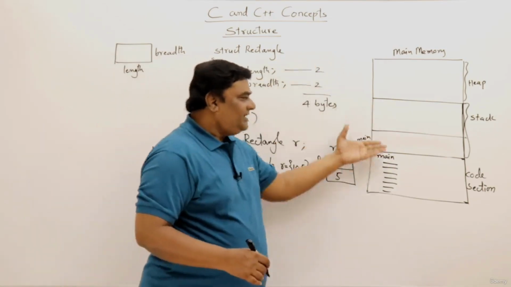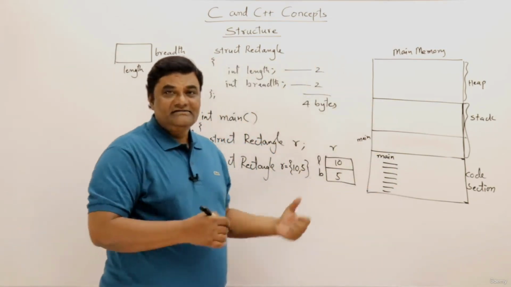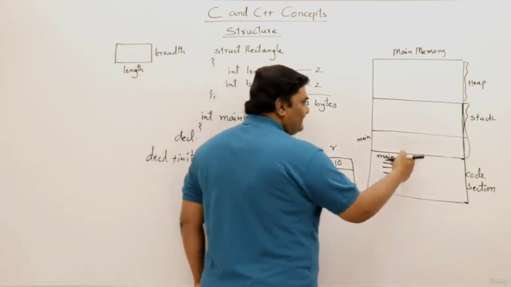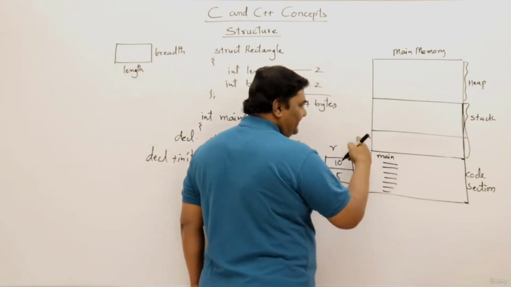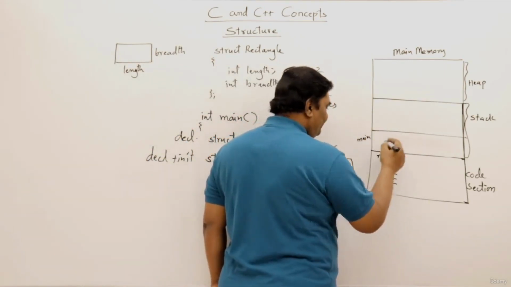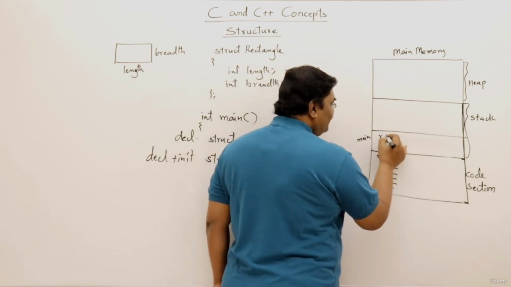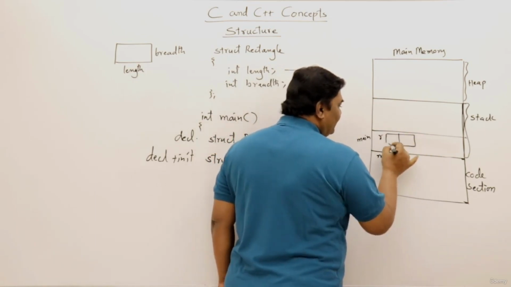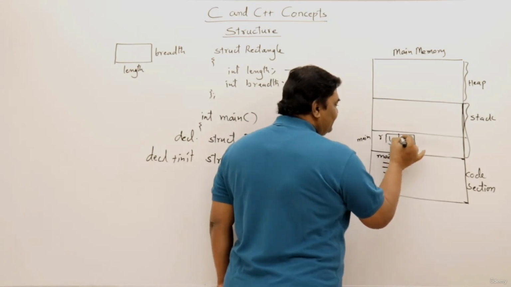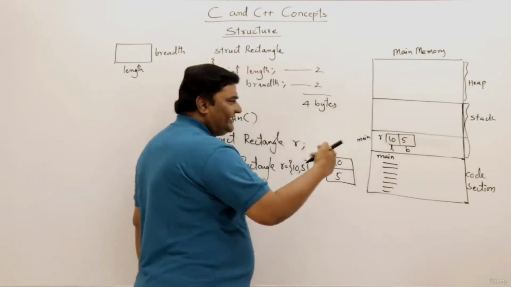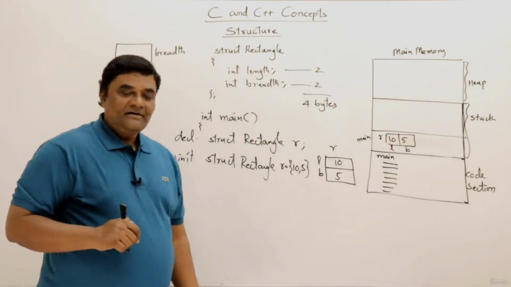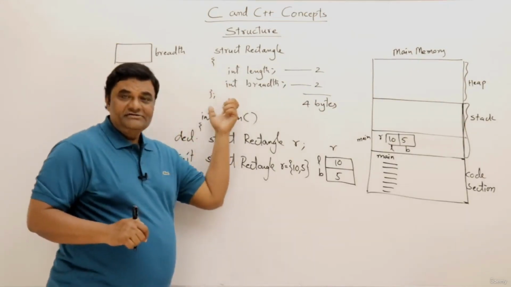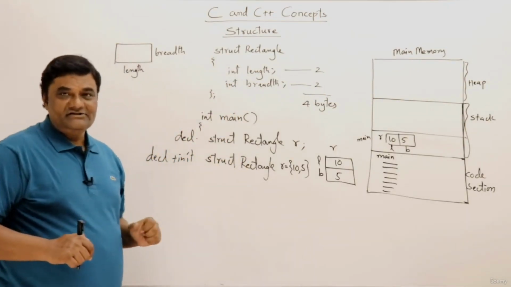Then inside the main memory, if you want to see where this R is created, it is created inside the stack frame of the main function. So R will be having length and breadth. This is length and breadth, and this is 10 and 5. So I'm showing them side by side. So we have learned definition, declaration, and initialization.